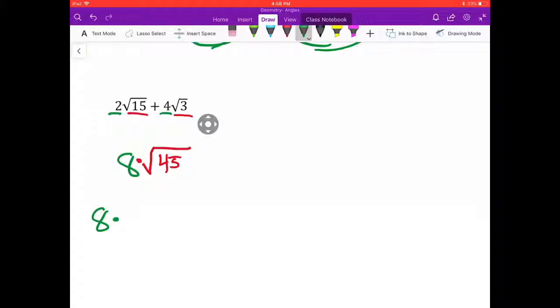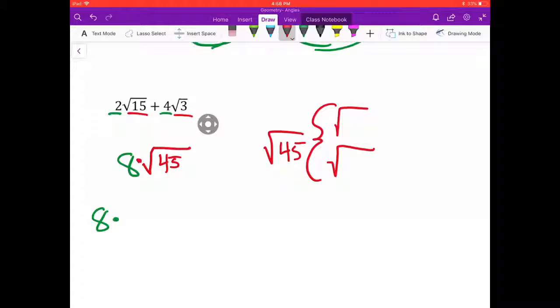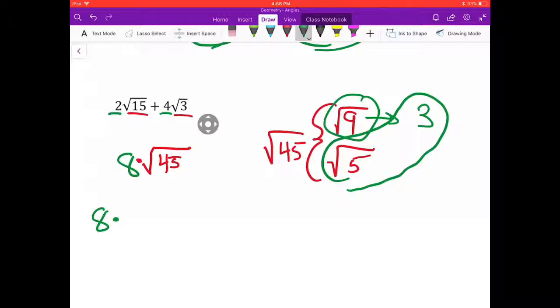So what we want to do is take the square root of 45 and break it down. We want to break it down into a perfect square and a non-perfect square. So try to think of a perfect square that goes into 45. A perfect square that goes into 45 is 9, and then 9 times 5 is 45. I know that 9 is a perfect square, so it comes out as a 3, and then the square root of 5 can't be broken down, so our simplification here is 3 radical 5.